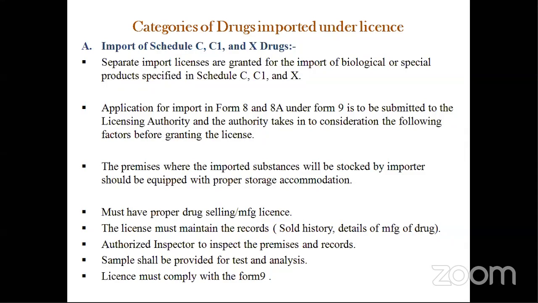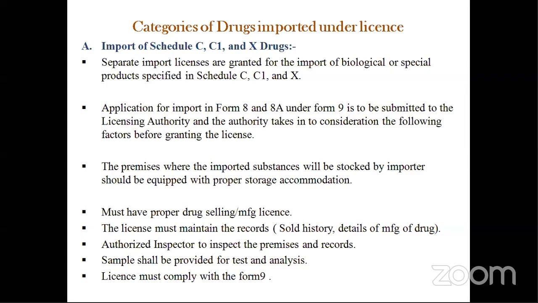So we have to confirm what type of drugs are to be imported from the exporting country. First, a company that is going to import Schedule C and C1 drugs must have an authorized consent form from the licensing authority. This form is called Form 9. And Form 9 includes all categories of the drugs.